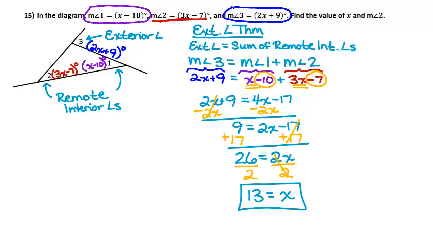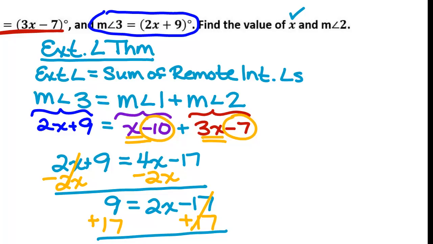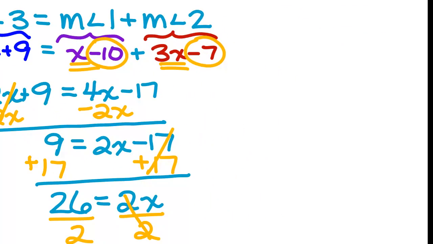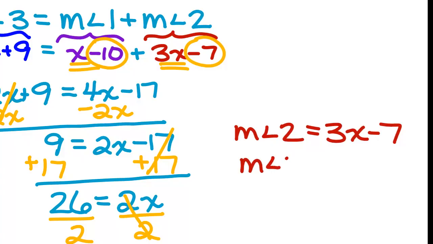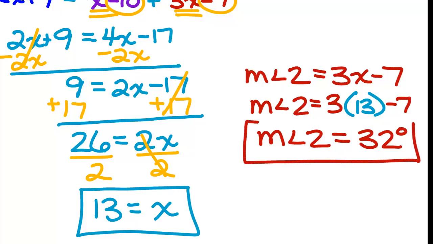That's one of the things we were asked to find. What else were we asked to find? Measurement of angle 2. Well, we said the measurement of angle 2 is 3x minus 7, according to what they told us. So that would be 3 times 13 minus 7. What is 3 times 13? 39, and 39 minus 7? 32. So angle 2 is 32 degrees.